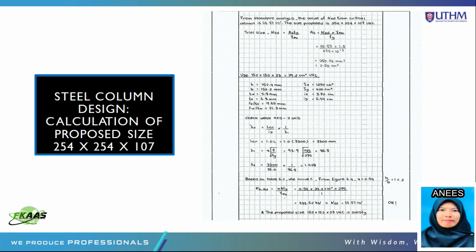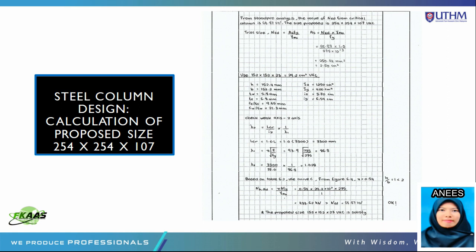My name is Anis Arisha binti Nur Azmi, and I will present about the steel column design for our project. Firstly, from STAAD Pro analysis, the value of NED that we get is 68.87 kilonewton, and the size proposed from the STAAD Pro analysis is 254 times 254 times 107 UKC. From the size we refer to the Eurocode, and the value of H is 152.4 mm and the value of B is 152.2 mm.